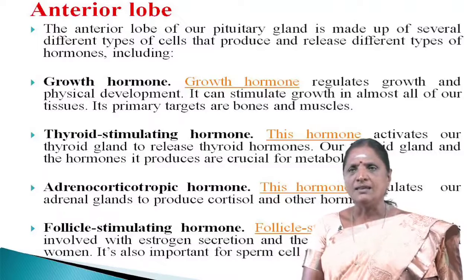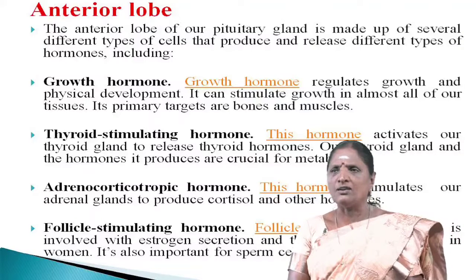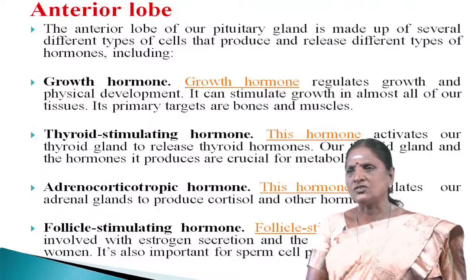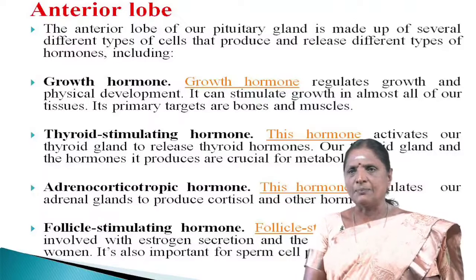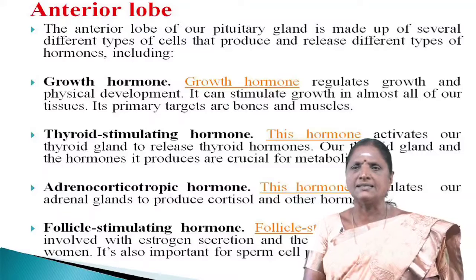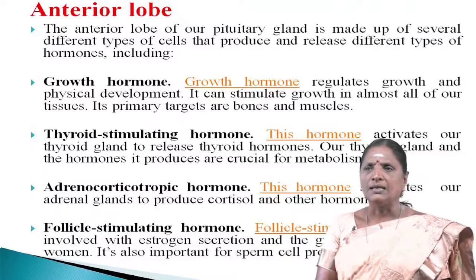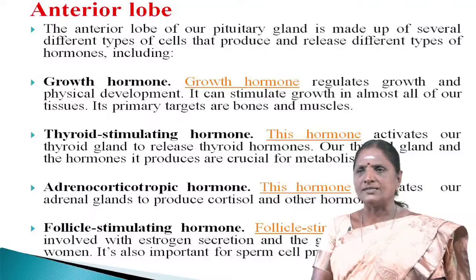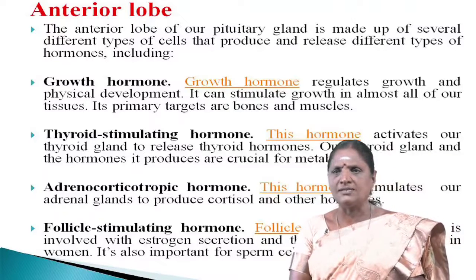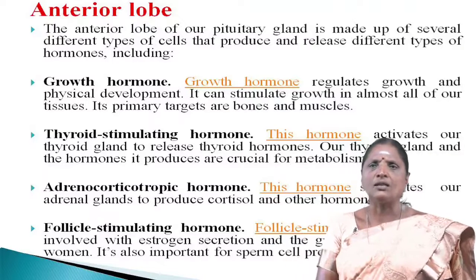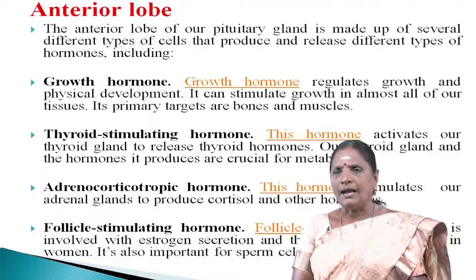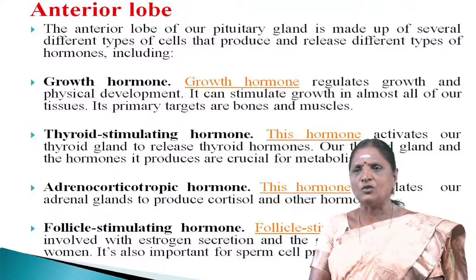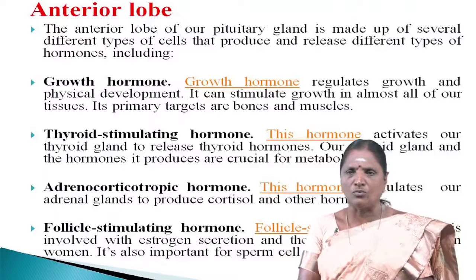First we can see growth hormone. Growth hormone regulates growth and physical development. It can stimulate growth in almost all of our tissues. Its primary targets are bones and muscles. Thyroid stimulating hormone. This hormone activates our thyroid gland to release thyroid hormones. Our thyroid gland and the hormones it produces are crucial for metabolism. Then adrenocorticotropic hormone. This hormone stimulates our adrenal gland to produce cortisol and other hormones.